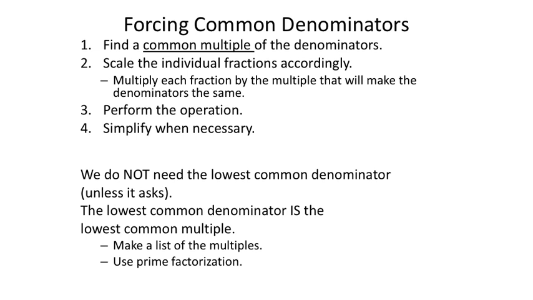Forcing common denominators. So this is going back to 2.1, common multiples. You guys remember that and how fun it was, right? So you have 2 methods for finding a common multiple. You can just list it, or you can use prime factors, okay? Now, all we're doing is scaling the individual fractions accordingly, meaning we're going to force the sizes of the pieces to match. And once we get that, then we can operate.